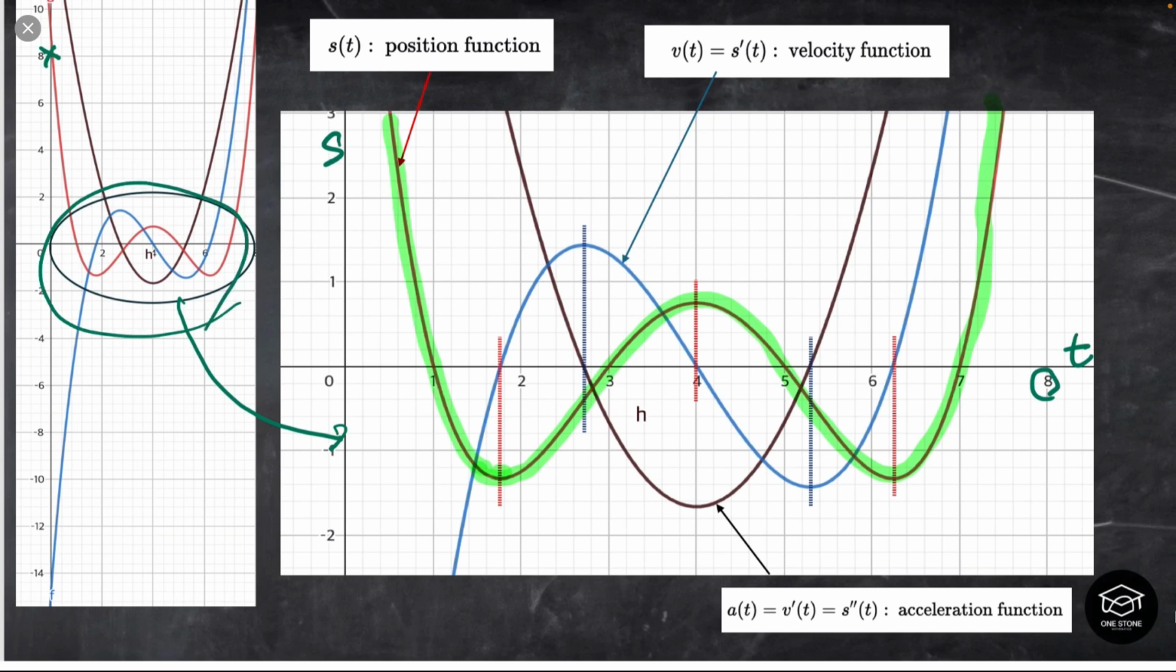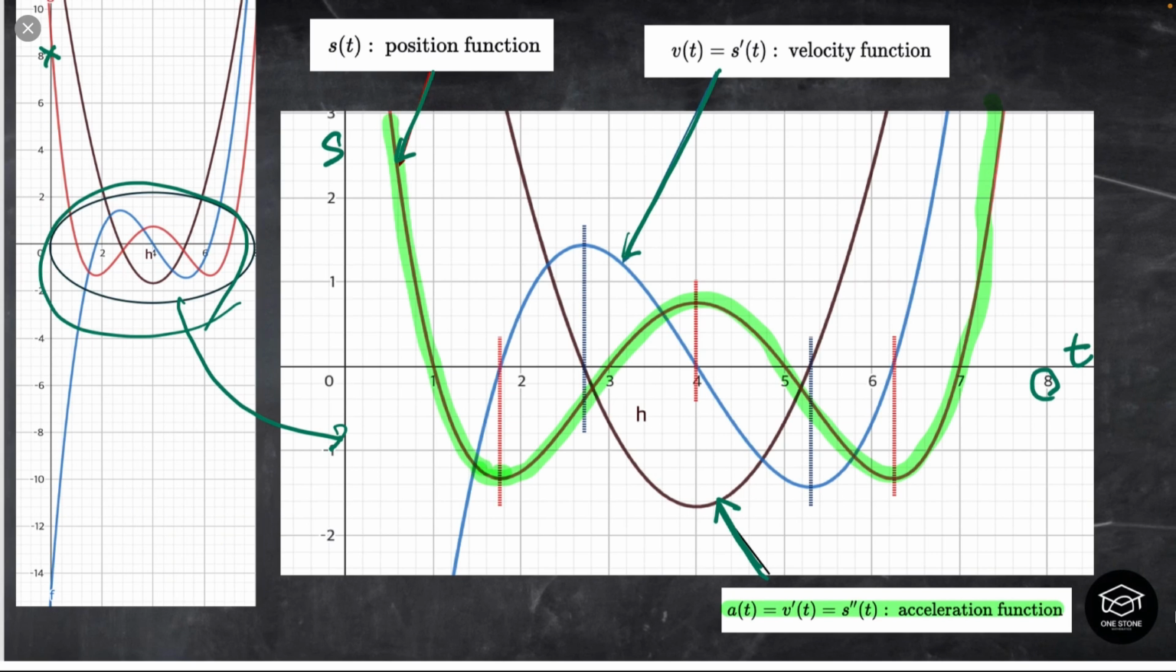The red curve represents the position function, s of t. The blue curve is the derivative of s of t, which is the velocity function, v of t. Finally, the black curve is the second derivative of s of t, or equivalently, the derivative of v of t, which is the acceleration function, a of t.